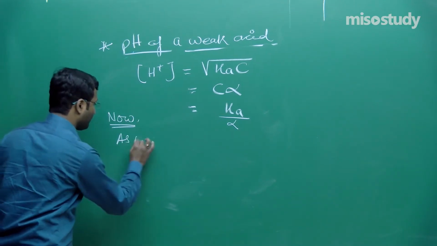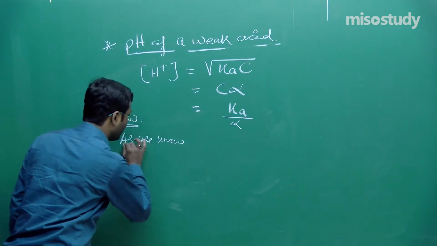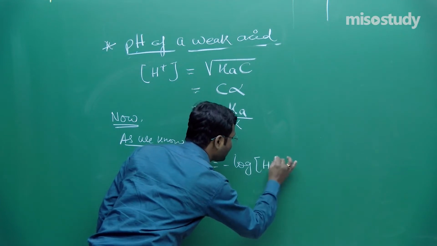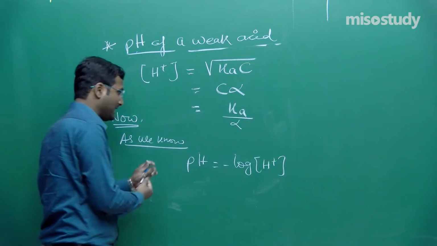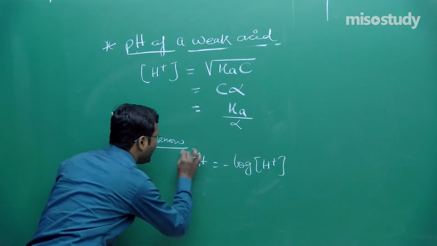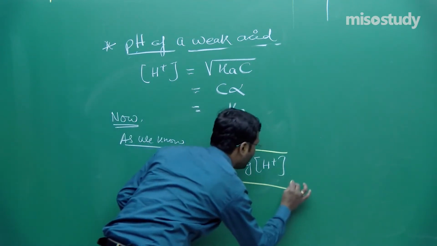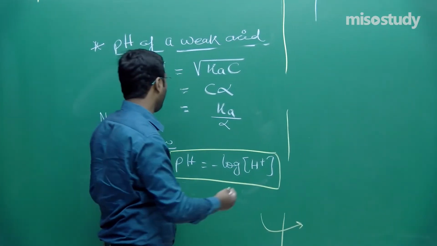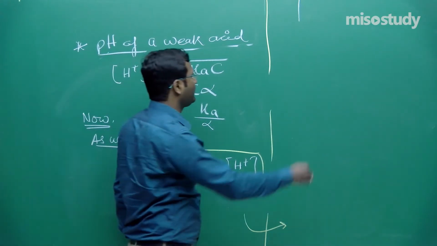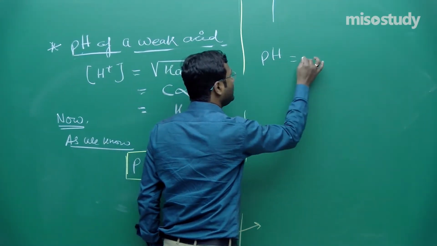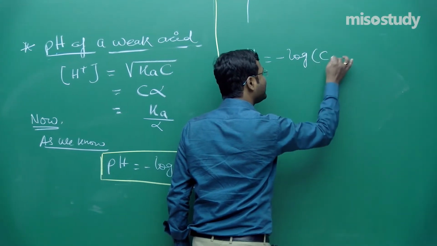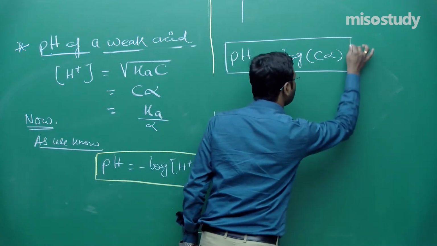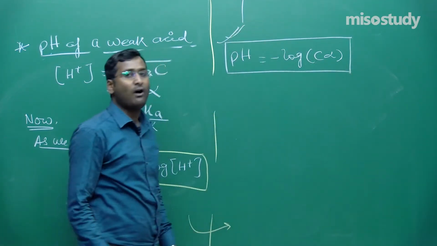As we know, pH is equal to minus log H plus ion concentration. Now I am putting this value. First of all, put the value C alpha. The first expression is pH is equal to minus log C alpha, in terms of concentration and degree of dissociation. This is the first expression for pH.